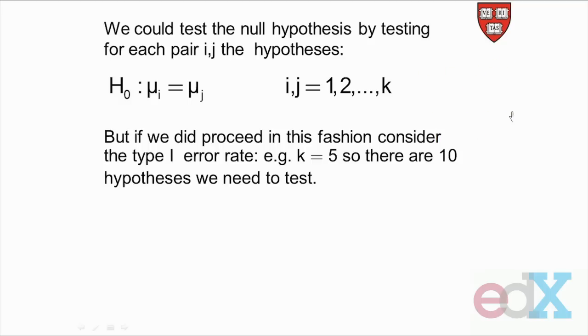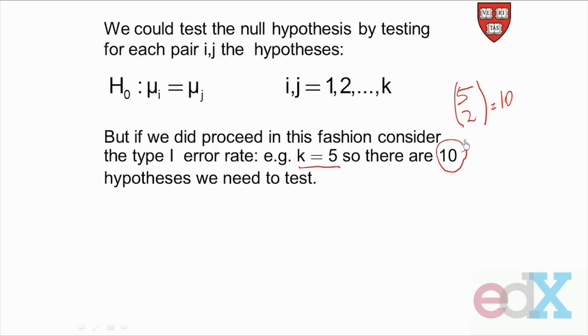So for example, if k is equal to 5, then you would have 5 combination 2, so that's 5 items taken 2 at a time, that's equal to 10. So you would have to test 10 hypotheses if you did them in a pairwise fashion like that. Now, even if the main hypothesis, that mu1 equals mu2 equals mu3 equals mu4, is correct, what's the probability that you will make the right decision 10 times?